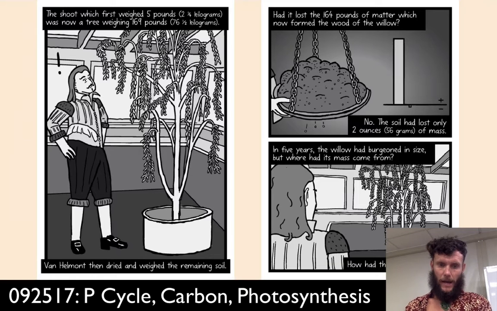He dried and weighed the remaining soil and wondered, had the soil lost 164 pounds? Of course it hadn't, right? Because that's not where plants build their mass from. No, it only lost a couple ounces of mass, which probably corresponded to the phosphorus and nitrogen nutrients and the micronutrients that were picked up, or maybe he spilled something. Two ounces is pretty small. But the plant had grown radically.